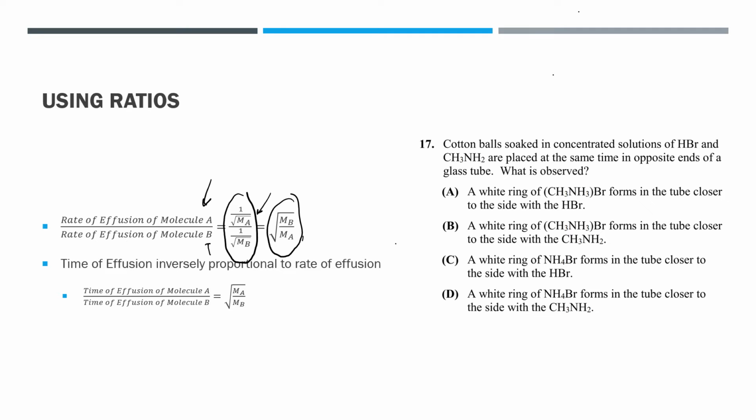So you can see that the molar masses and the rates of effusion are flipped, right? A is in the numerator for rate of effusion, and molar mass of A is in the denominator. And that makes sense, because let's think of an example. Say A is a much smaller molecule than B, right? Molar mass of A is much smaller than molar mass of B. What does that mean, right? That means that the rate of effusion of A should be much faster than the rate of B because it's smaller.